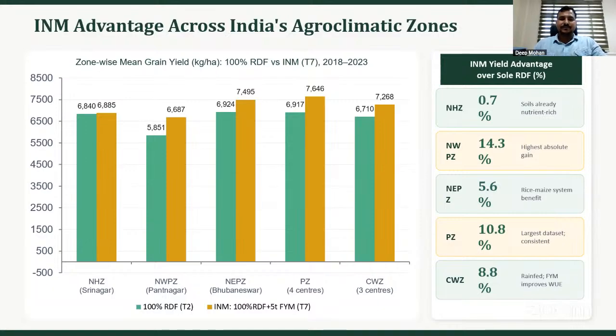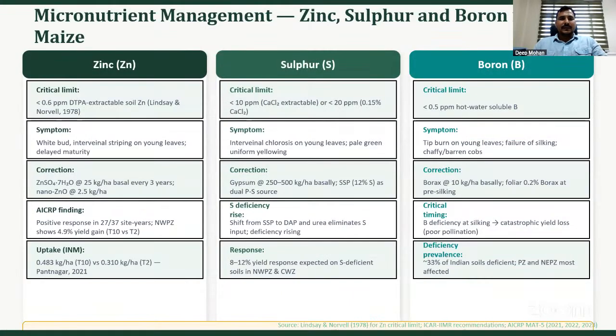So if we see the micronutrients, we talked about nitrogen in the previous slides and the yield advantage of INM. In micronutrient management, INM takes care of micronutrients, but 3 micronutrients, zinc, sulfur, boron, are increasingly causing high yield loss in Indian maize, because zinc deficiency is a widespread micronutrient deficiency. The critical limit is 0.6 ppm. Nearly half of Indian soils are below this limit.